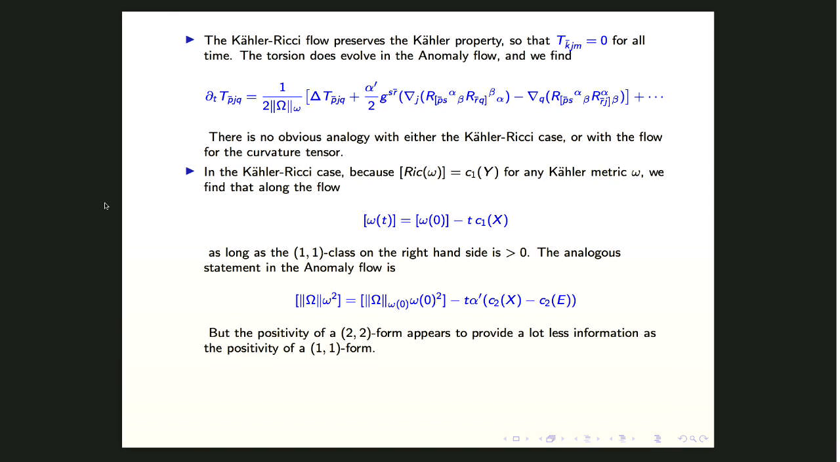Now, the other thing is this: in the Calabi-Ricci case, the metric is changing by the Ricci curvature. So the cohomology class is just the C1 of Y, and you see that along the flow, the cohomology class of the metric at time t is the class at time 0, minus t times C1. So you're dealing here with a 1-1 class, which is positive, as long as you have a metric in here.